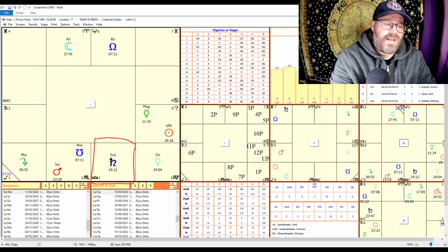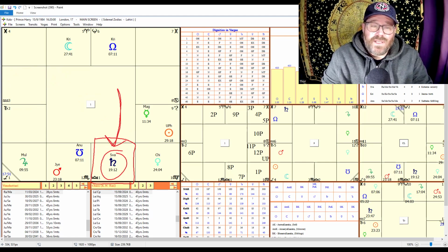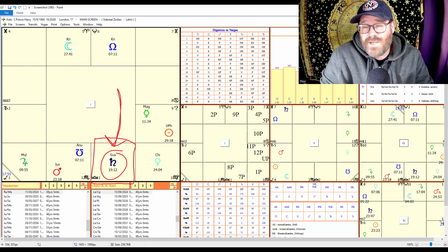And you notice that Saturn is there. Saturn's in the 11th house. Saturn represents difficult energy, stuck energy, judgmental energy. So one of his core karmic relationships in this lifetime is his relationship with Prince William.